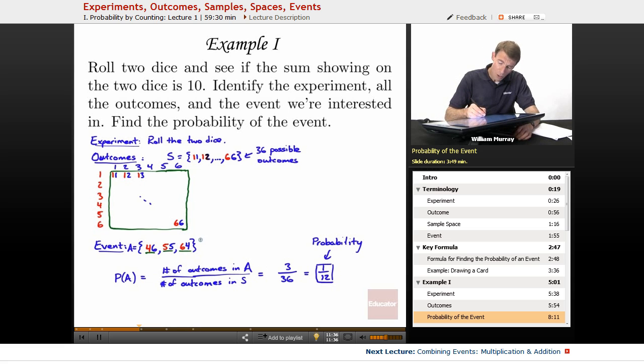So we listed our event. We found 3 outcomes there. And then the probability of our event is just the number of outcomes in the event divided by the number of outcomes in our sample space. So there are 3 outcomes in our event. We counted those, and there were 36 in our sample space. 3 over 36 reduces down to 1 over 12.